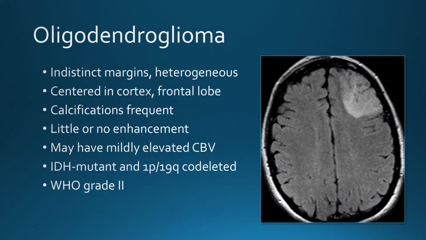So oligodendroglioma: indistinct margins, heterogeneous appearance. They're most often in the frontal lobes, often centered in the cortex. They frequently have calcifications, so this is a very helpful sign. If you see calcifications, we're often dealing with an oligodendroglioma. Little or no enhancement. With oligodendroglioma, even the grade 2 tumors may have a little bit of elevation of the cerebral blood volume, and these are IDH mutant, and they have the 1p19q co-deletion, and WHO grade 2.